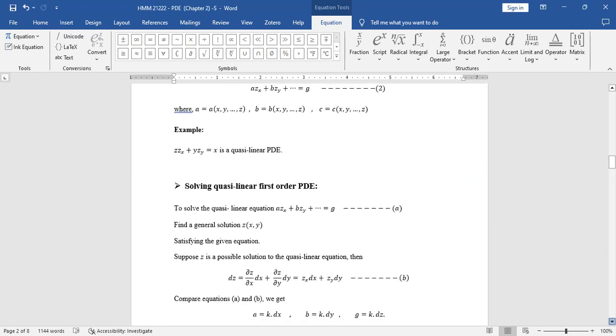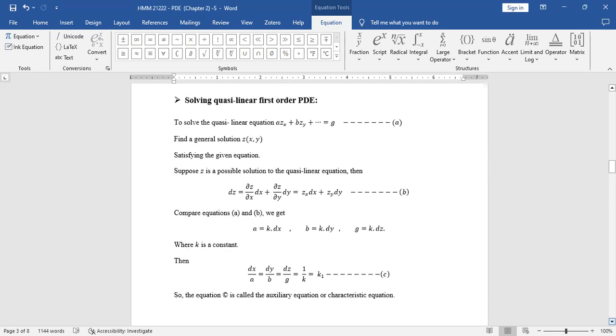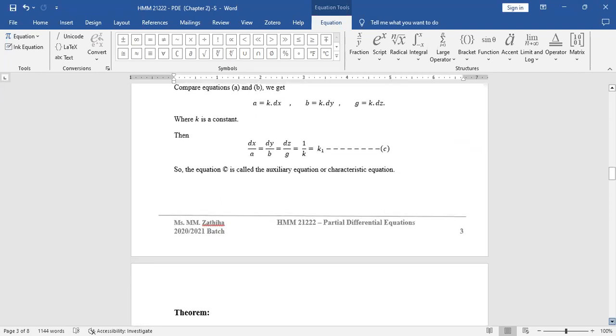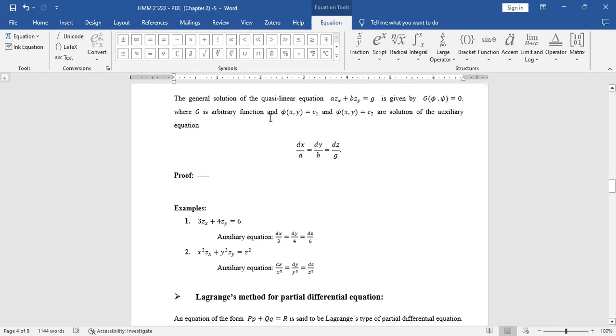Okay, now we have seen some examples. Also, we have proved as well as understood the solving method, where we use the auxiliary equations. I have proved it already, so I'm not going to go again. So if you have the quasi-linear equation in this form, the auxiliary equations are in this form. After that, from that we will arrive at our solution.